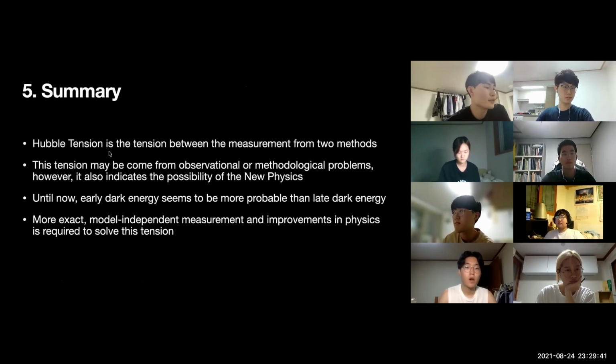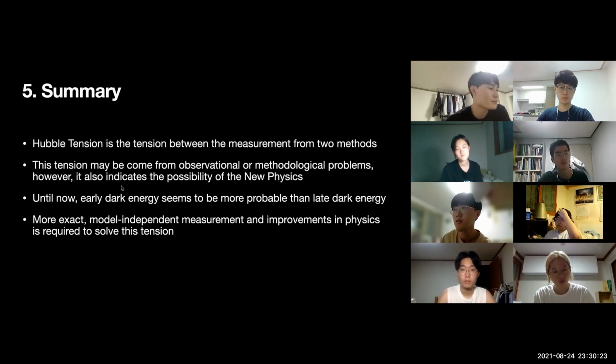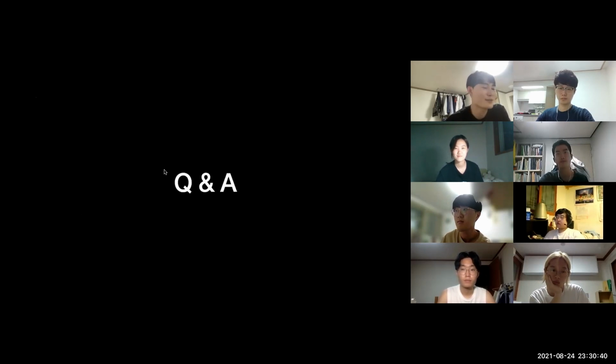So in summary, Hubble tension is the tension between the measurements from two methods, the direct methods and indirect methods. Although this tension may come from observational or methodological problems, there is still the possibility of new physics for the dark energy. And until now, early dark energy seems to be more probable than light dark energy, but it's just theory. It's still not proven. We still don't know what exactly the dark energy is. So more exact and model independent measurements are required, and improvements and interactions with the physics are required to solve this problem. Thank you. And if you have any questions, please ask me.